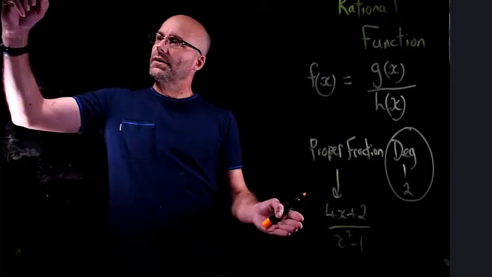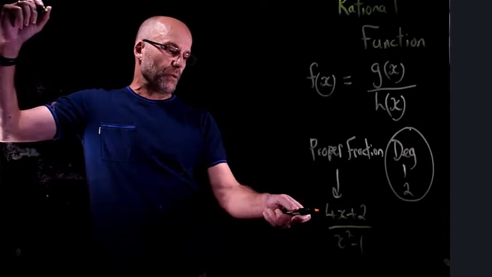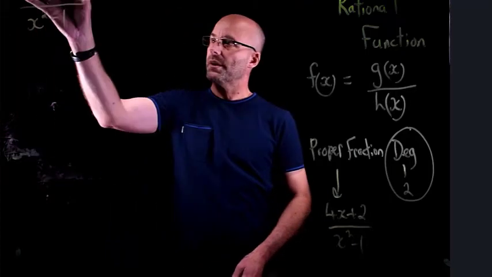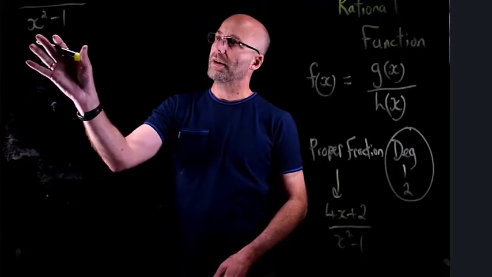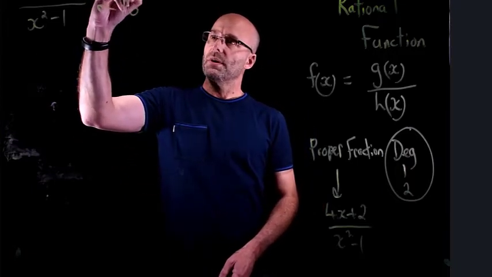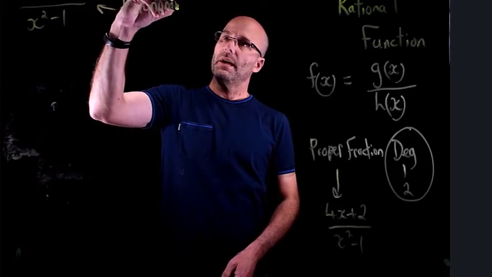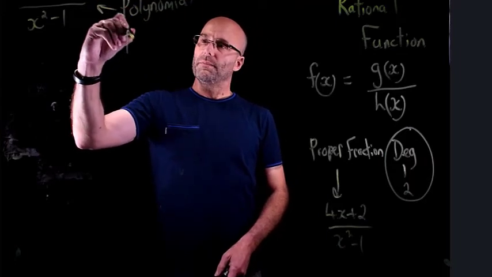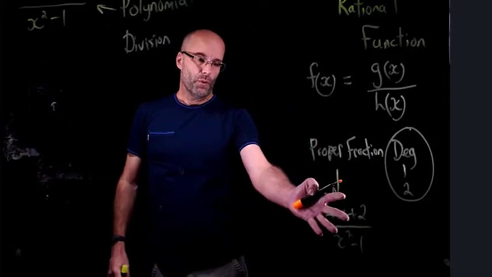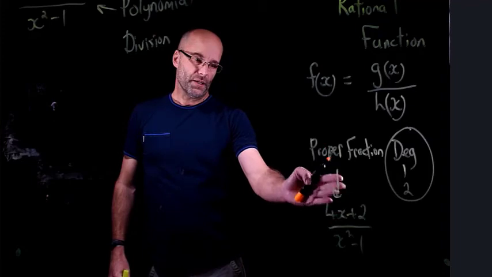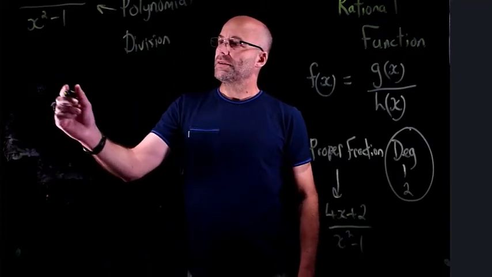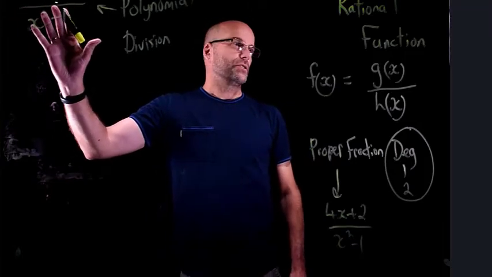Okay, what about ones where g of x doesn't have a lower degree than h of x, where the numerator's function is a higher degree than the denominator's function? We can still deal with them, but we use polynomial division, which you're familiar with. We end up with a situation where one of the factors that comes out of that is a proper fraction. There'll be more about that in a future video. So you can deal with improper fractions as well.